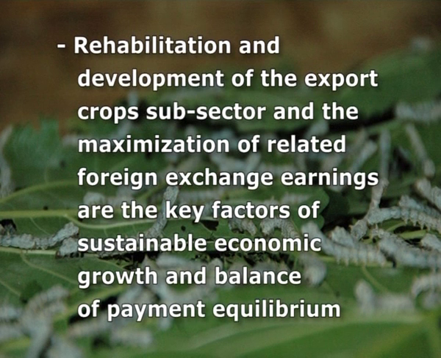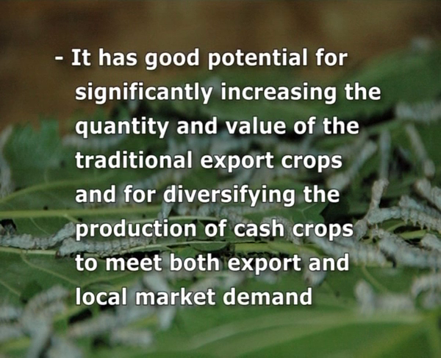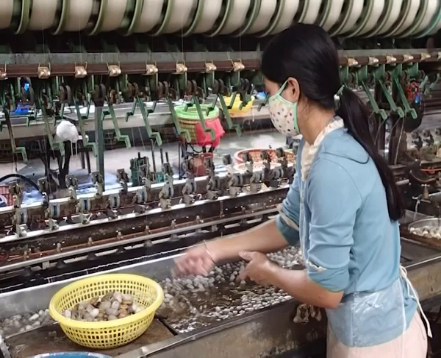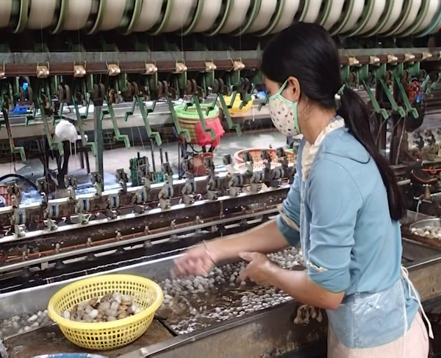Revitalization and development of the export crop subsector and the maximization of the related foreign exchange earnings are the key factors of sustainable economic growth and balance of payment equilibrium. It has good potential for significantly increasing the quantity and value of the traditional export crops and for diversifying the production of cash crops to meet both export and local market demand. There is scope to increase silk production, expand processing facilities and improve marketing.